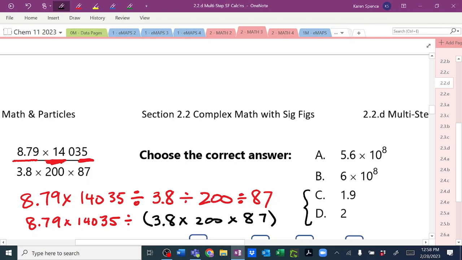Okay, now how many sig figs should be in our answer? Only one. What number is limiting us to one sig fig? 200 has only one sig fig, okay? And that means our answer is D.